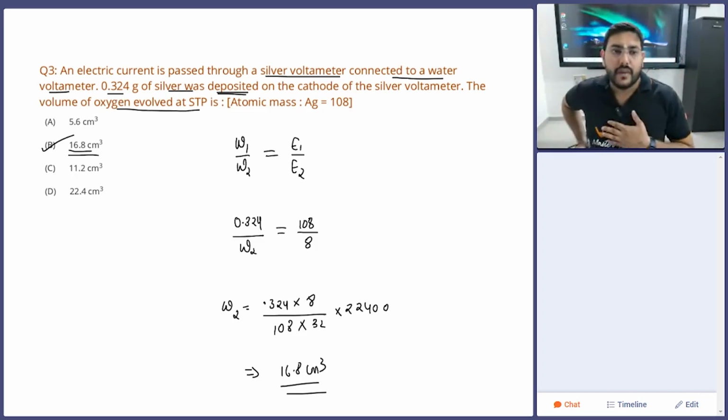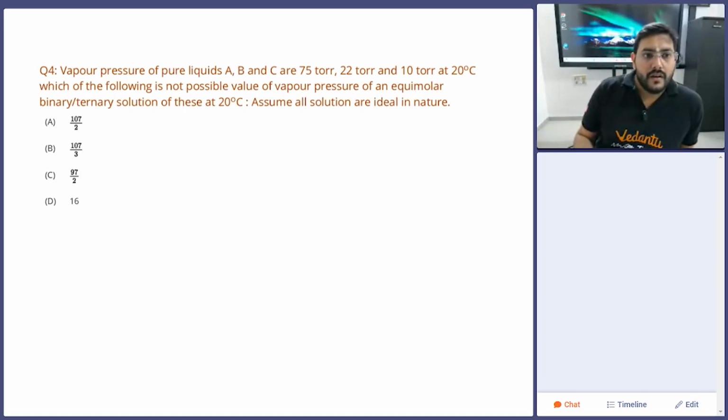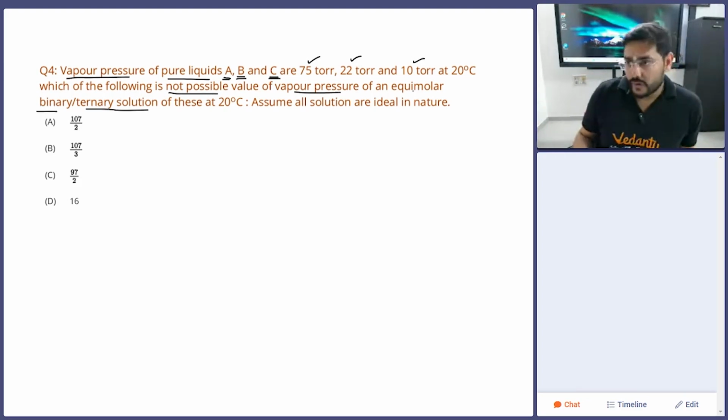Now let's move towards the next question. What is the next question asking? Vapor pressure of pure liquid A, B and C. There are three liquids basically, and their pure vapor pressures are given to you guys at 20 degrees Celsius. Which of the following is not a possible value of the vapor pressure of an equimolar binary or ternary solution of these? Assume all solutions are ideal.